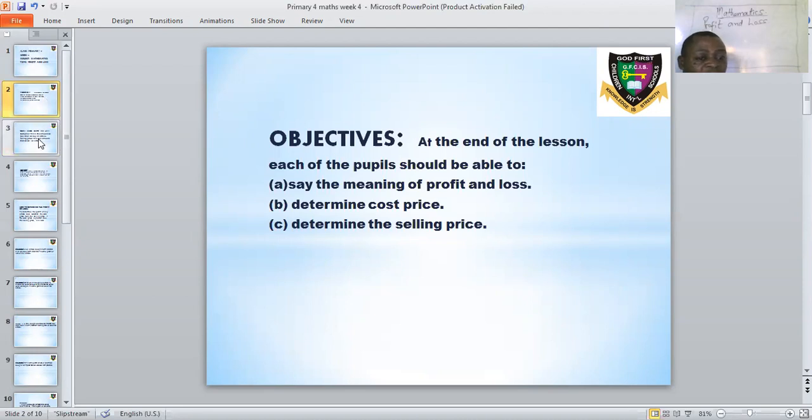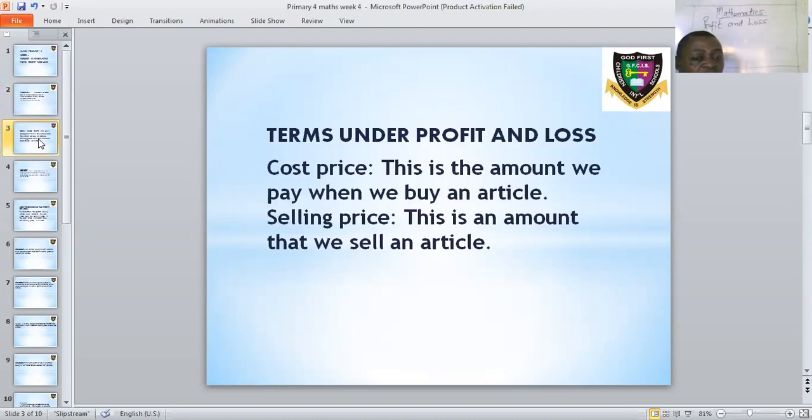Now, the next thing to understand is the terms under profit and loss. What are those terms? The first term you have to consider is cost price. What is cost price? Cost price is the amount we pay when we buy any article. You go to the market to buy a book, the money that you have to pay on that book is the cost price. That is the money that you pay on any article bought in the market. That is cost price.